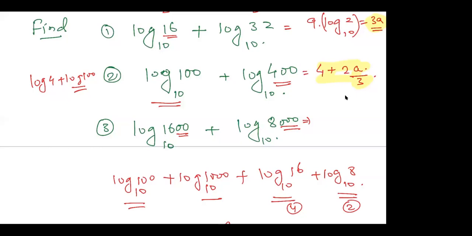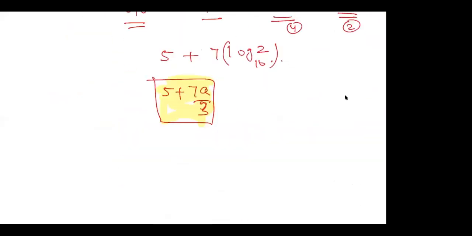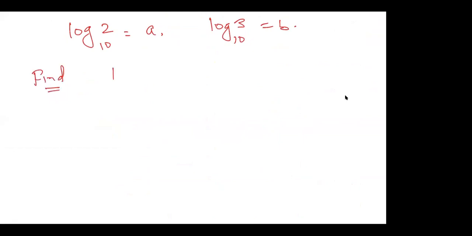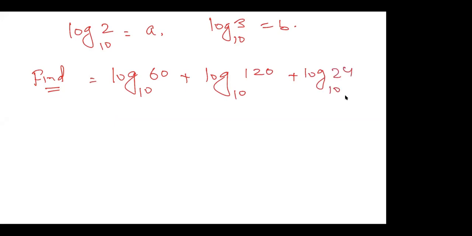Right, so you can use the formula accordingly, and you can use this wisely also. So this is the first thing, but let's suppose log 2 with a base 10 is A, and log 3 with a base 10 is B, fine. Log 60 base 10 plus log 120 base 10 plus log 24 base 10, value of this.